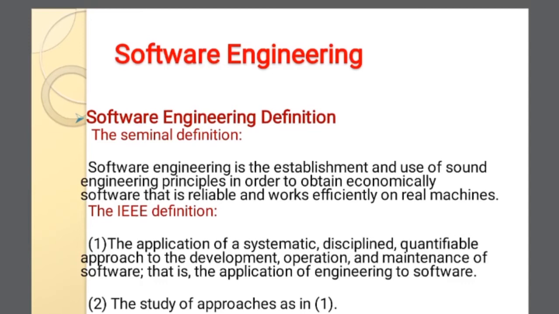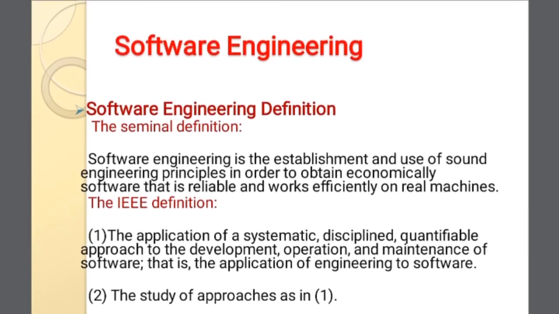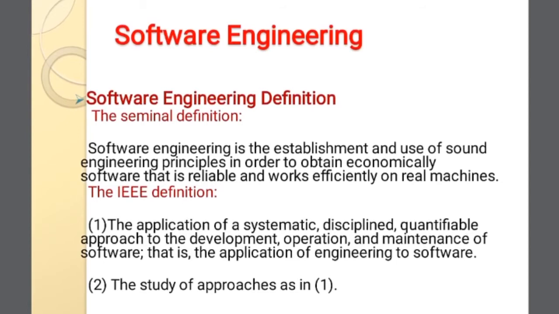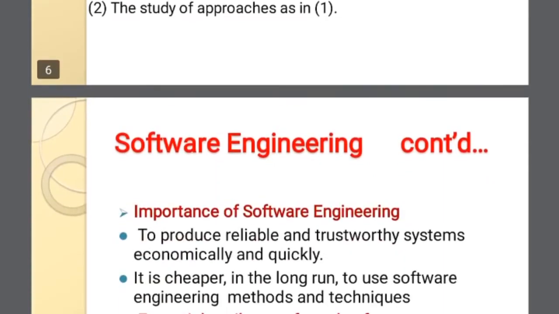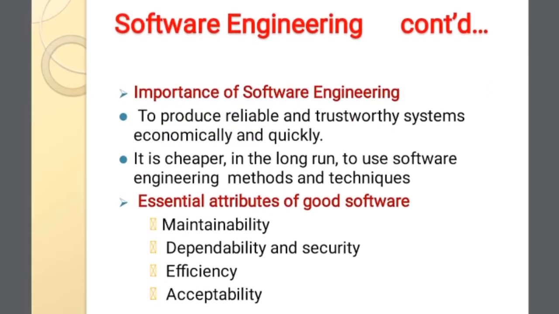So, the importance of software engineering. More and more individuals rely on advanced software systems, and so for that we need to produce reliable and trustworthy systems economically and quickly. The ultimate thing here is that you have to make it cheaper in the long run. So use software engineering methods and techniques for software systems rather than simply writing programs. You must see that the majority of the cost will be the cost of changing the software after it has gone into use.